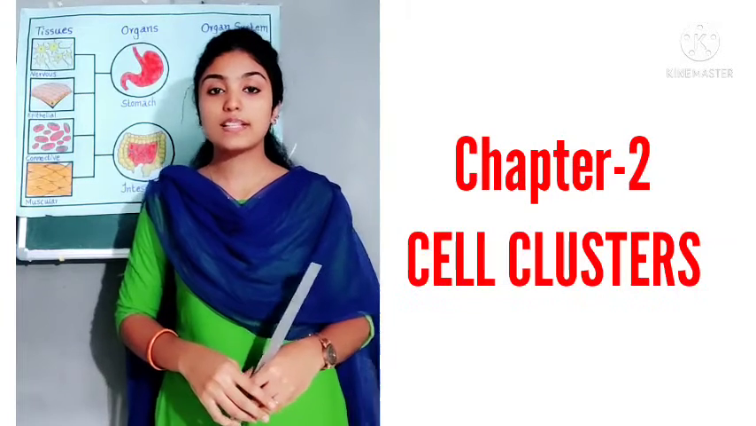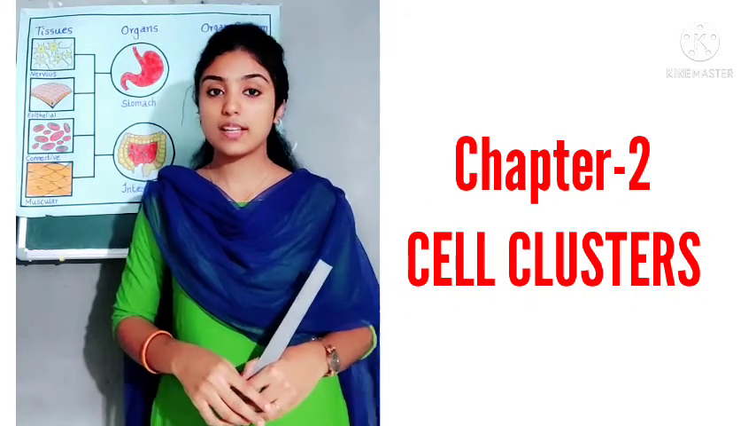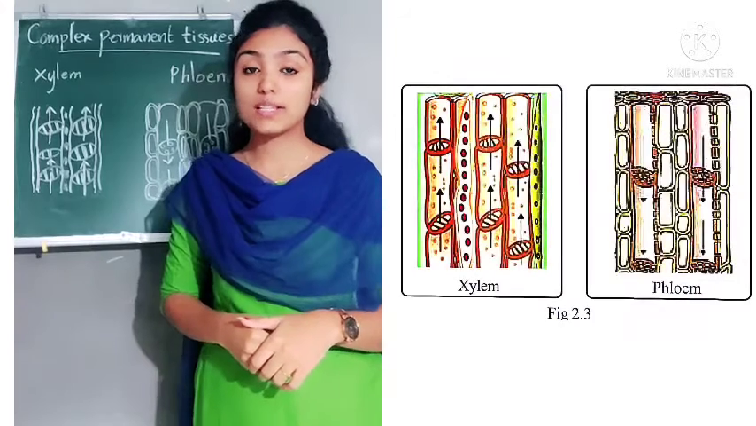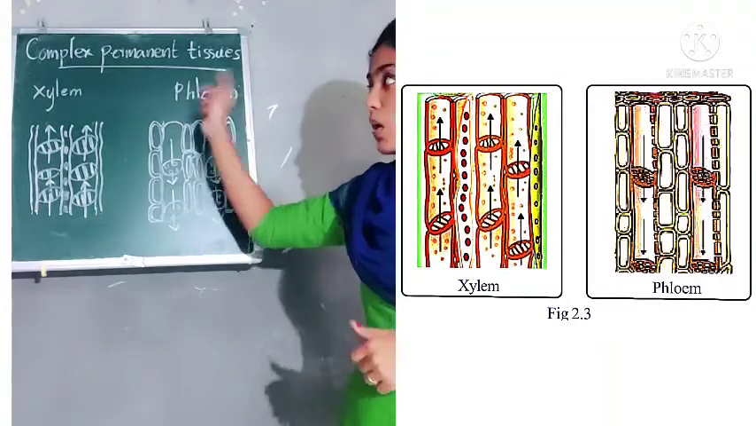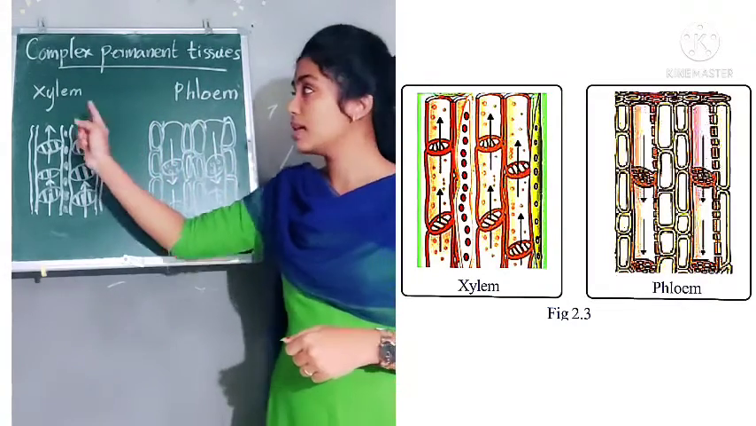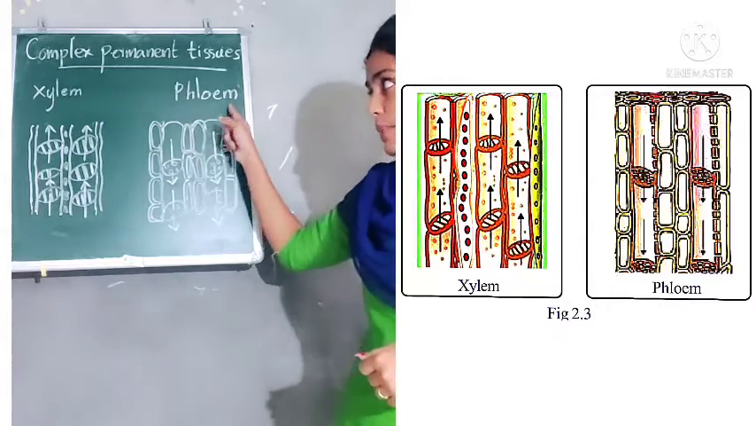Dear students, let's continue chapter 2, cell clusters. First, we shall discuss the details about complex permanent tissues. So, complex permanent tissues include xylem and phloem.